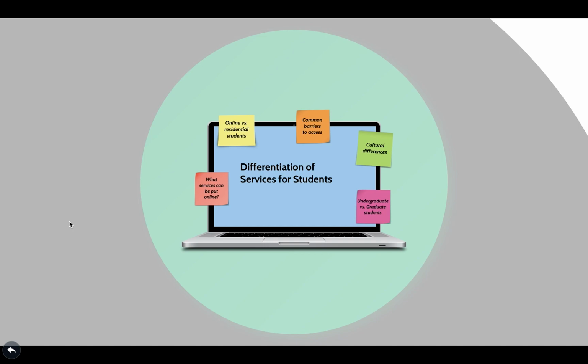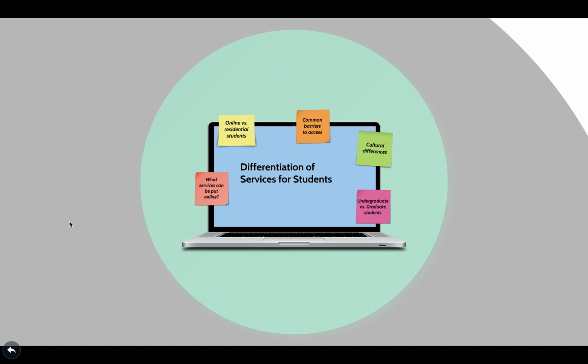The differentiation of services for diverse populations is really important when considering the diversity that exists within any student body you may be serving. Let's start with online and residential students. The differences between online and residential students are significant, and this impacts the delivery of services to both groups. Research shows that online and residential students prioritize different services. For example, online students prioritize academic advising, admissions, financial aid, and library services.